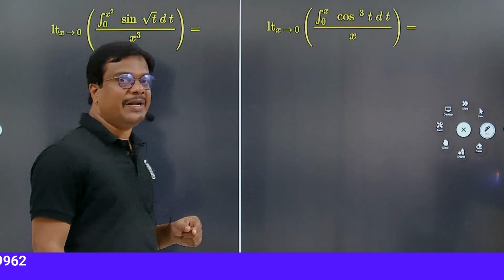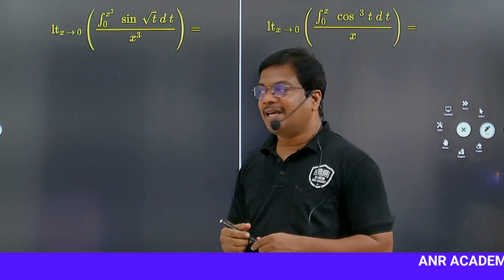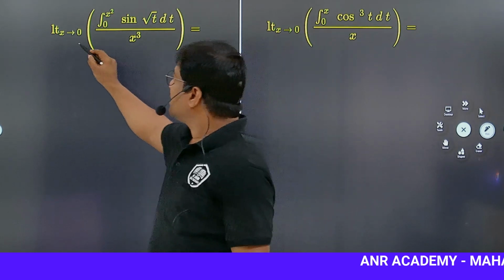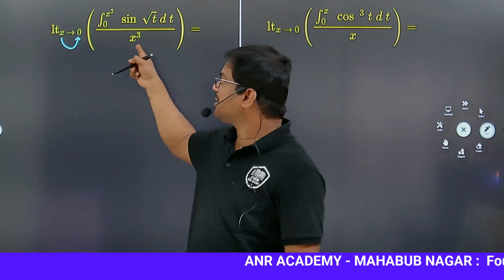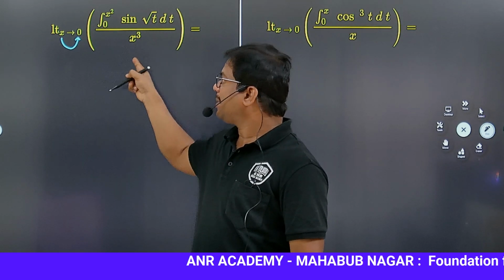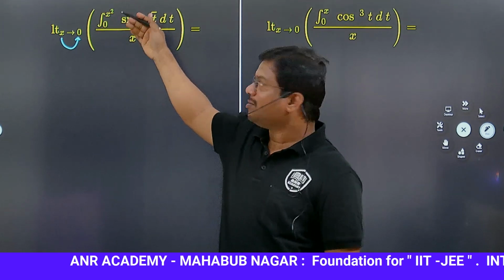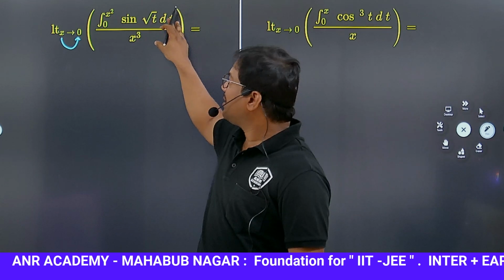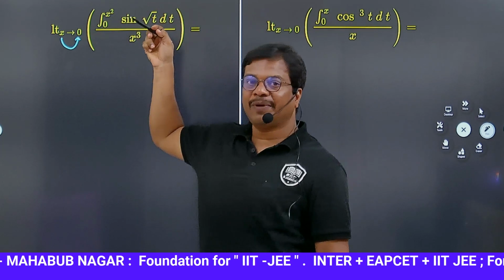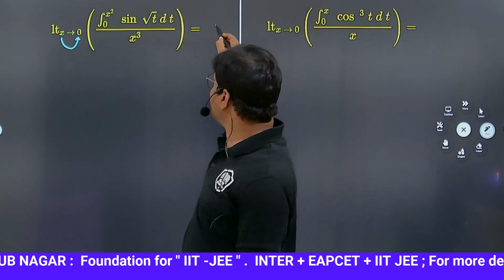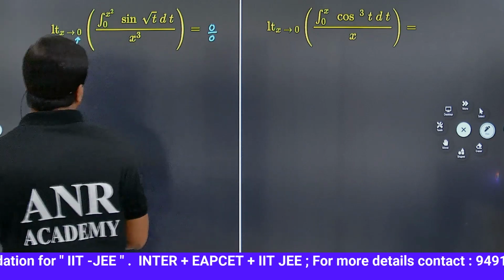Here we have a question: limit x tends to 0, integral 0 to x square, sine of root t dt, divided by x cube. Due to x approaching 0, if you replace x with 0, the denominator becomes 0 cube, 0. Next, limits 0 to 0, integral 0 to 0, any function into dt, that gives the result again 0. Upper limit 0, lower limit 0 means you will get the result 0. So it is of the form 0 by 0. I am going to use L'Hopital's rule.